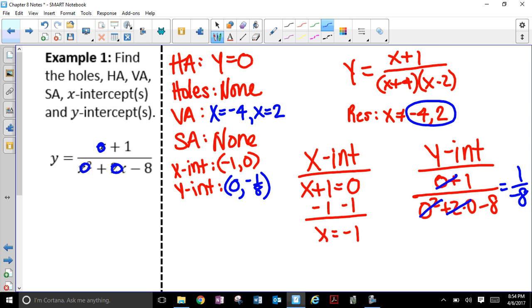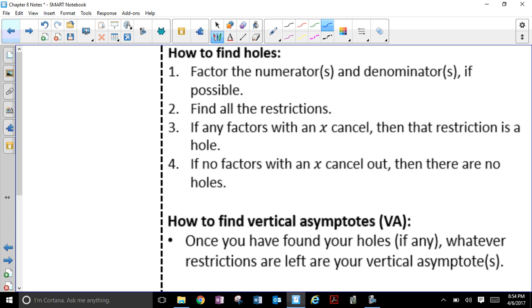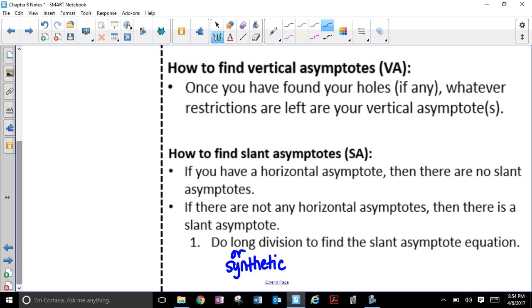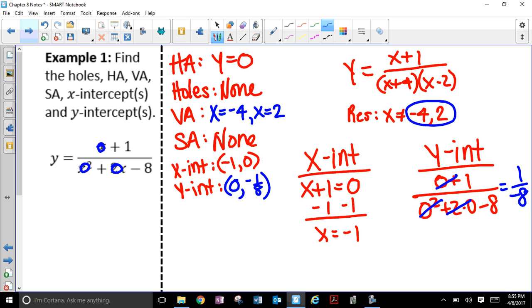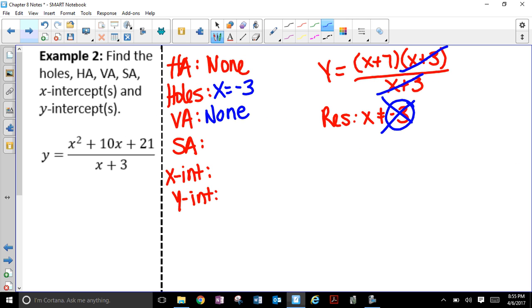Okay, slant asymptotes. So remember, go back here. For slant asymptotes, if you have a horizontal asymptote, then there's no slant asymptote, but this time we did not have a horizontal asymptote, so we have this scenario. So we're going to have to do synthetic division or long division, so let's see which one we'll have to do. Now, since this is a 1x plus 3, we can do synthetic.